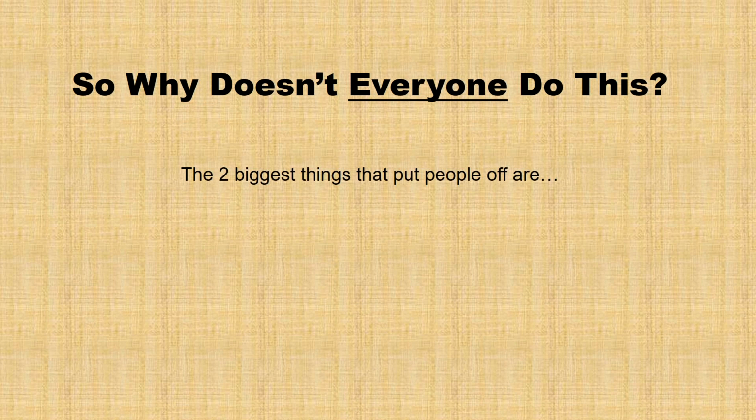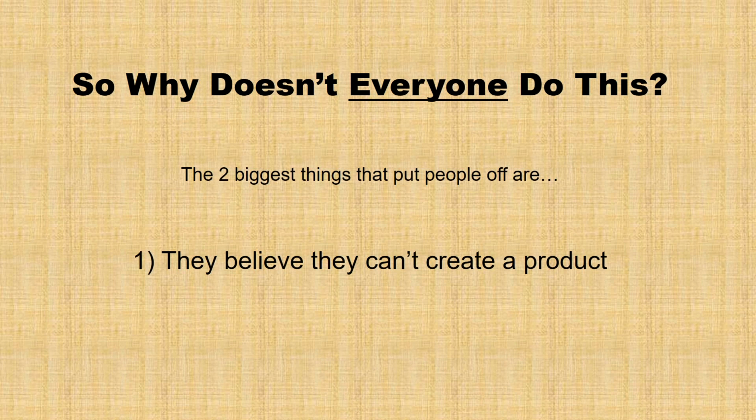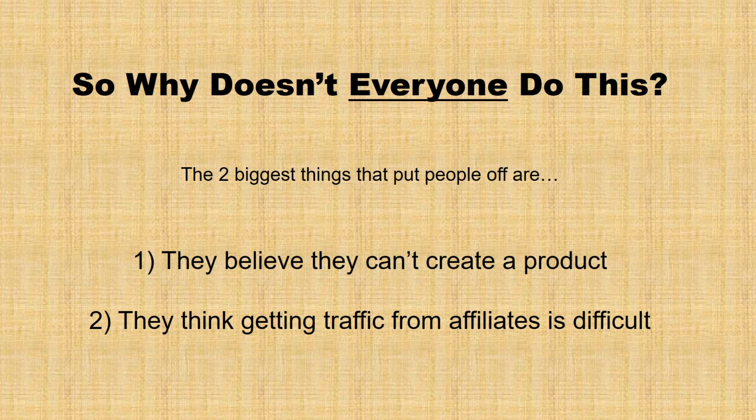Well, the two biggest things that put people off are these. Number one, they believe they can't create a product. That's exactly how I felt 7 years ago, because I wouldn't know what to create. I thought creating a product would be incredibly difficult, and I wouldn't even know how to sell it if I did create one. And secondly, a common self-limiting belief is that they think getting traffic from affiliates is difficult.